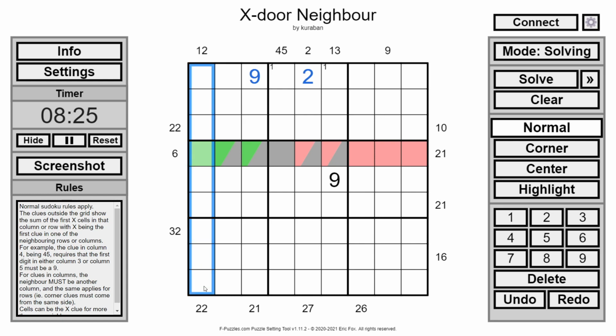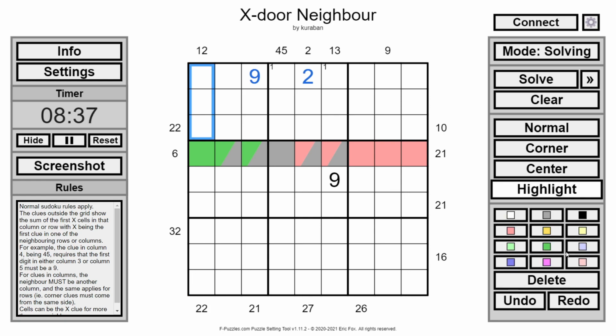Okay, let's look at column 1, because column 1 has the opposite side clues as well. So there's some amount on the top. So let's say this is blue. It must be at least 2. These colors are going to get a little wild, I think. This could be blue. It could be at most 4. 22 could be at most 6.